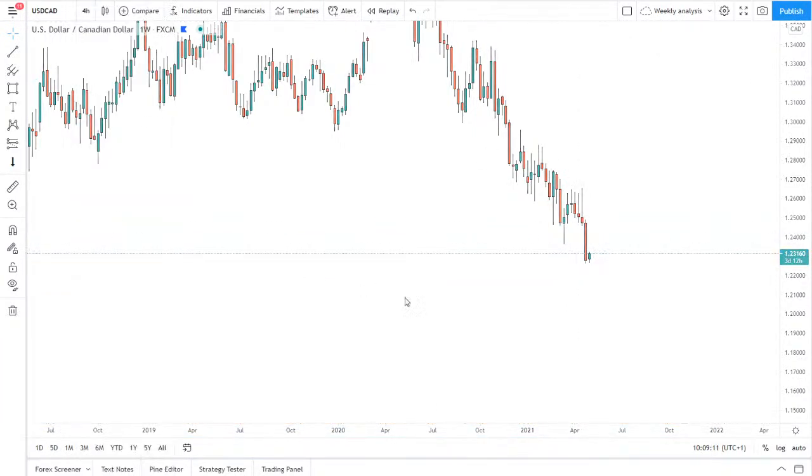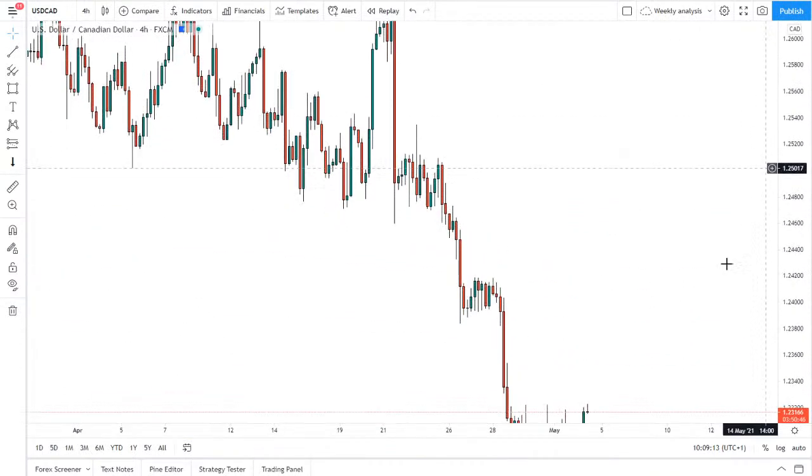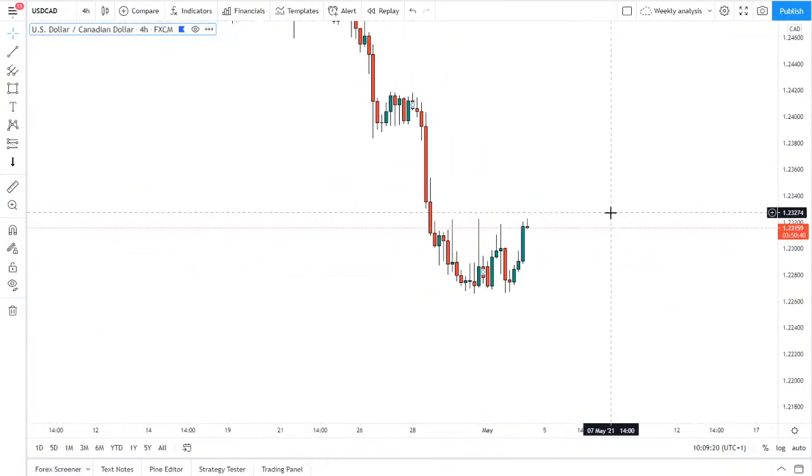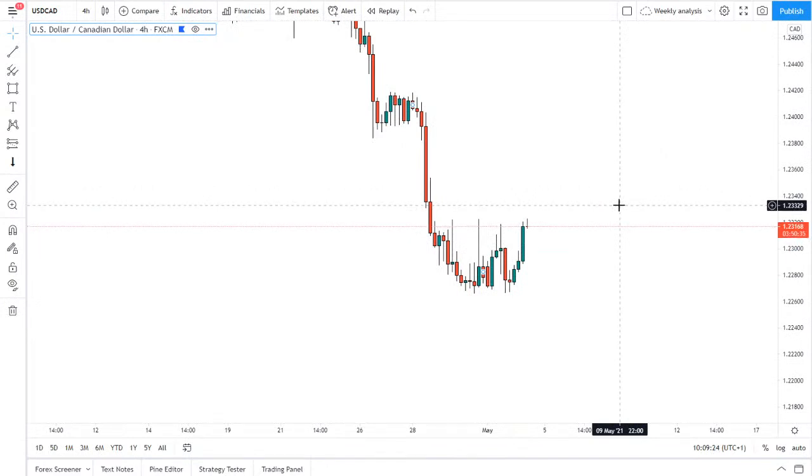Again, if we jump to the lower time frames like the 4H and the hourly, you can see we're starting to get this bowl shape here for USD CAD. We've had this really strong impulsive move to the downside, and it looks like we're getting a bit of a bowl shape, which is indicating that price could be reversing to the upside.